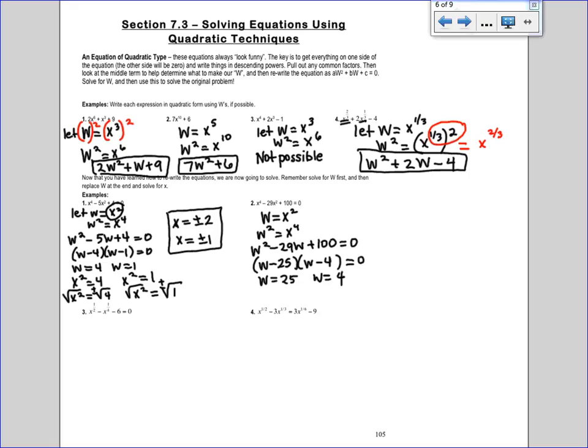Right? We didn't ask for w, we asked for x's, so x squared equals 25 and x squared equals 4. And then the w is equal to x squared. When I take the square root of both sides, I get x equals plus or minus 5. And I get x equals plus or minus 2. And that's our answers.